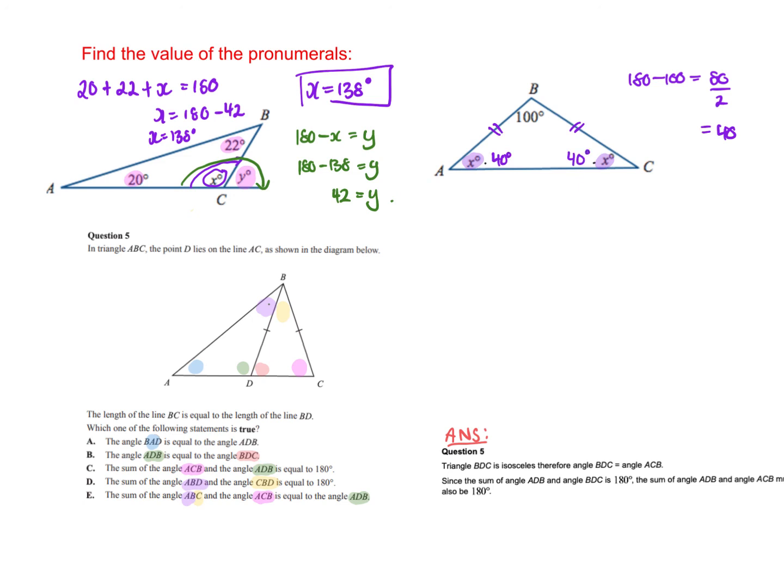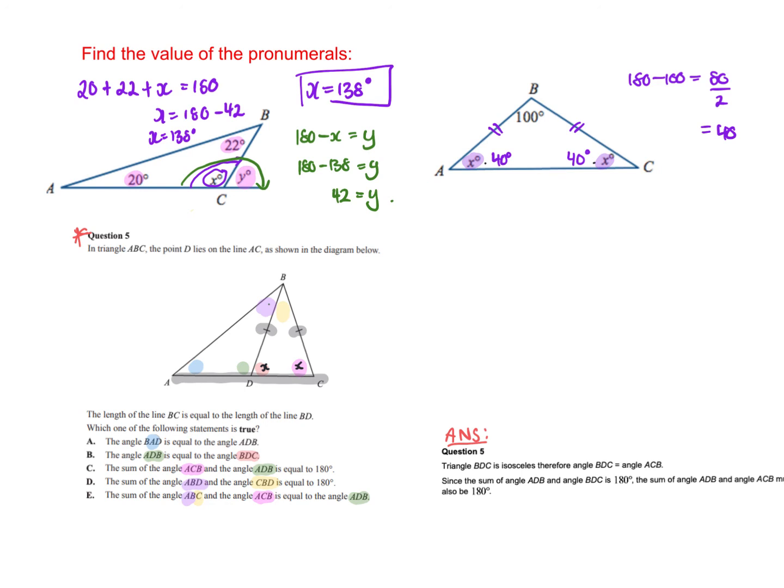Okay. All right, so I'll just do a quick exam question. So in the triangle ABC, the point D lies on the line AC as shown in the diagram. Okay, so that was just telling you that you have a straight line along here. Like we can consider that a straight line. Okay, and it says the length of BC is equal to the length of BD. So you can see that there. So, as I know, if that is an isosceles triangle, then these two angles must be equal.